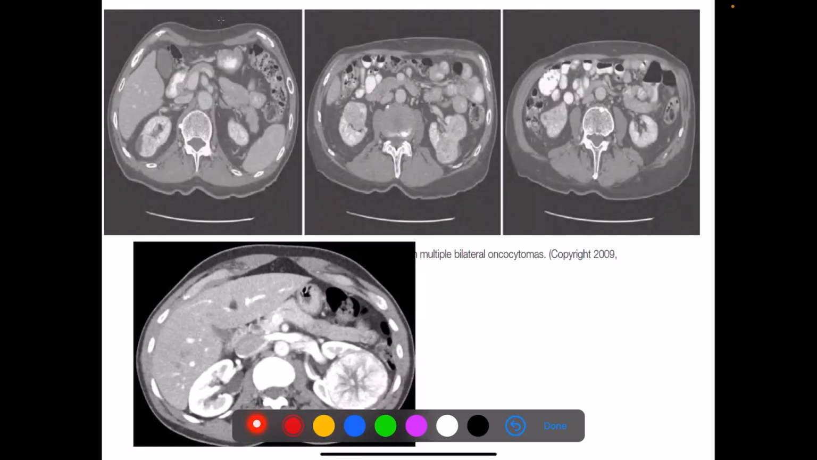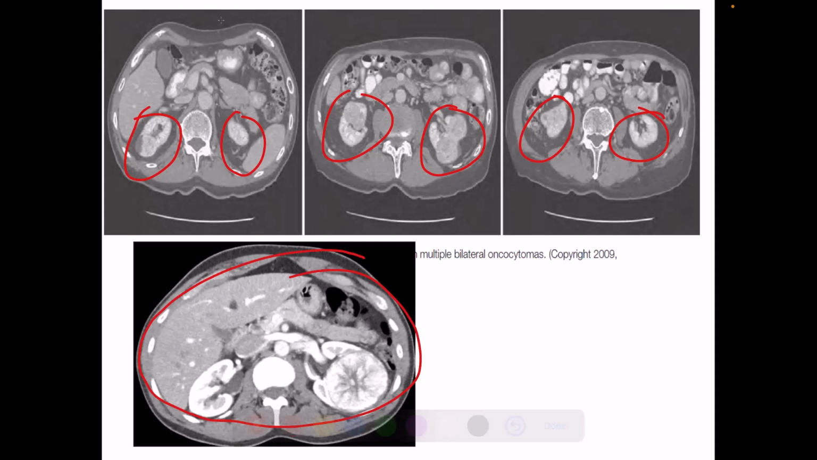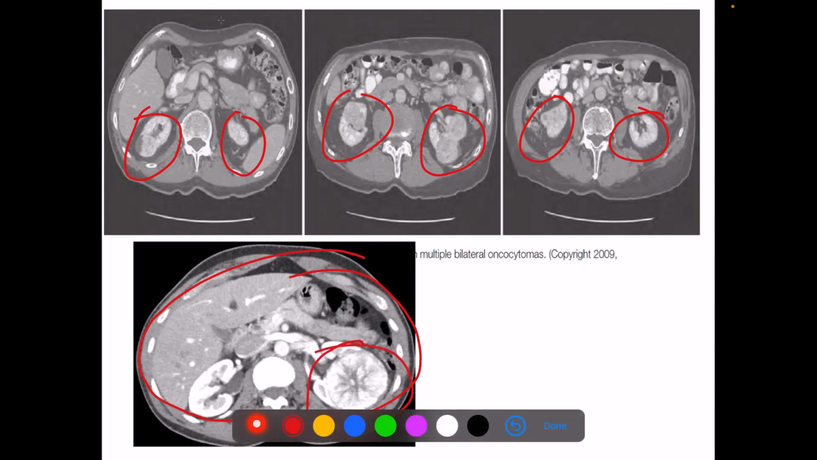This is a contrast CT showing multiple renal masses, which is showing bilateral renal oncocytoma, known as oncocytosis. And again, this is a contrast CT which shows a hyper enhancing mass with a central scar which is stellate, or in some cases a spoke wheel pattern.